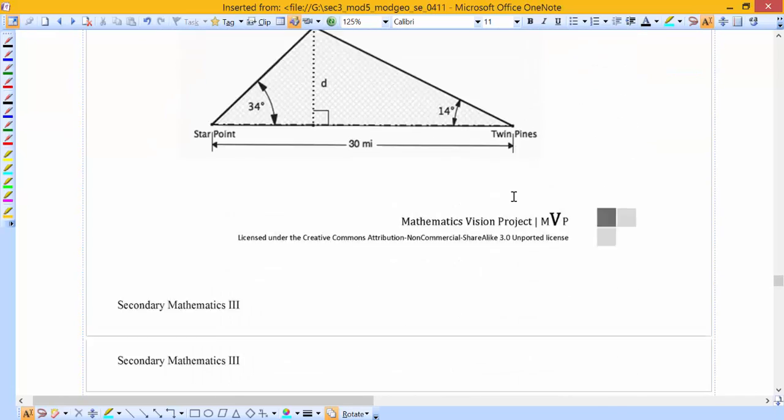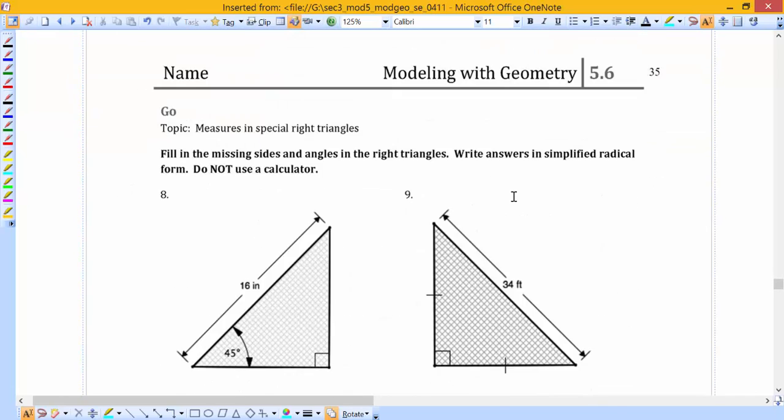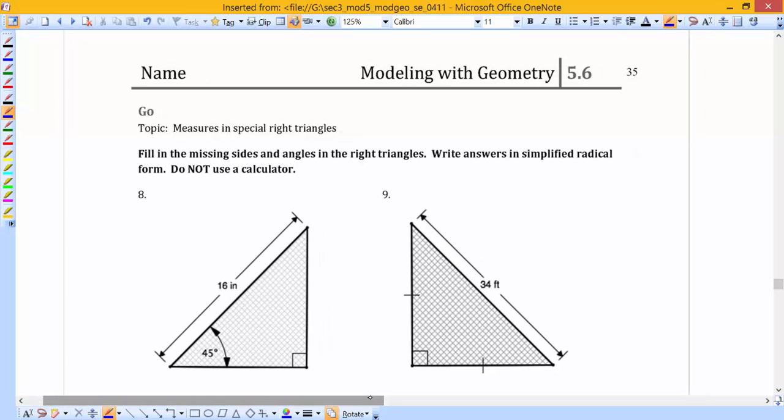We are not doing the set, so I'm going to ignore those. And then we're going to go on to the go. And the go is actually kind of long. This is something that's going to take you a little bit of time here. Please be careful. All right, here we go. Fill in the missing sides and angles. There are 3 sides, there are 3 angles. So you need to make sure that you go through and find all 3 pieces.